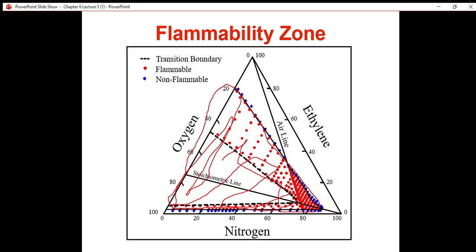But you have to keep in mind that if you flip the elements, for example changing nitrogen with oxygen, or oxygen with ethylene, you will get a completely different shape. You have to keep in mind that this is based on the fact that you are using nitrogen as the horizontal line, and the two other elements are the fuel and the oxygen in that specific organization.